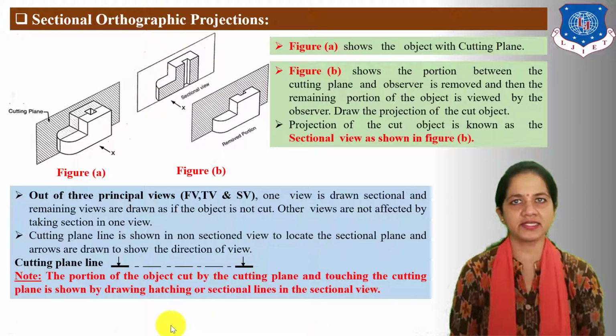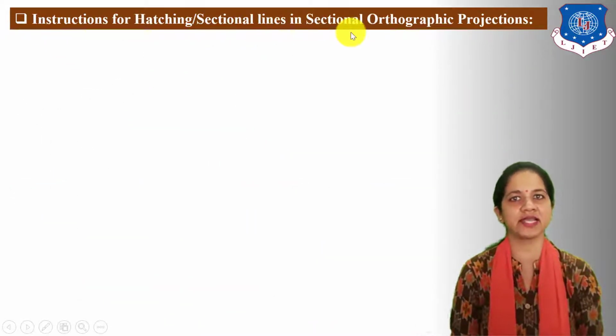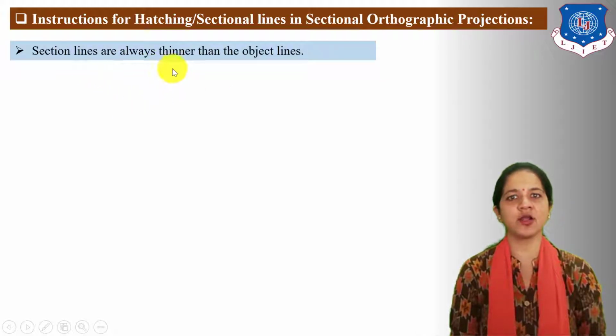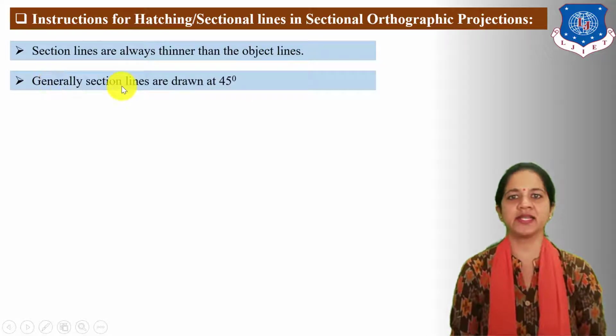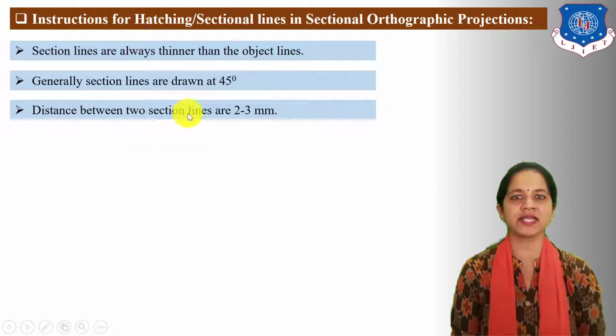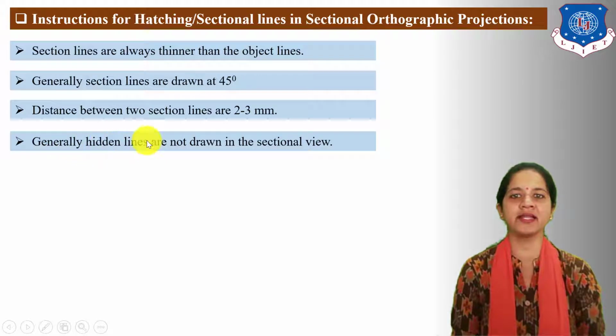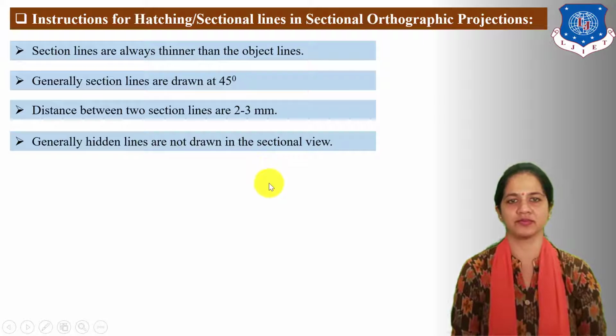Next, let us understand the instructions for hatching or section lines in sectional orthographic projection. Section lines are always thinner than the object line. Generally, section lines are drawn at a 45-degree angle. The distance between two section lines is 2 to 3 mm. Generally, hidden lines are not drawn in the sectional view.